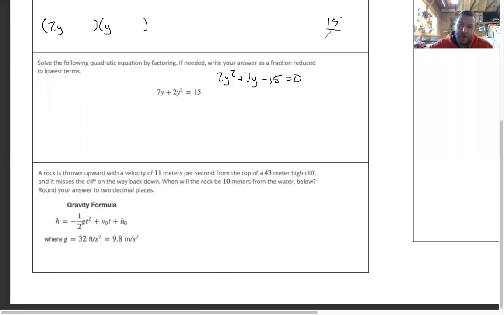Factors of 15 are 1 and 15, and then 3 and 5. Now, since it's negative 15, it could be negative 1 and 15, or negative 15 and 1, negative 3 and 5, or negative 5 and 3. And then you're kind of going to put a guess and check method where you're going to plug them in, and you're going to try to get them to add up to 7y in the middle.